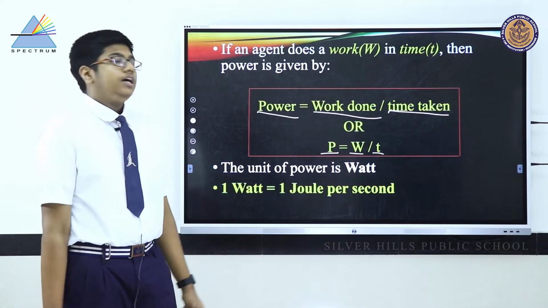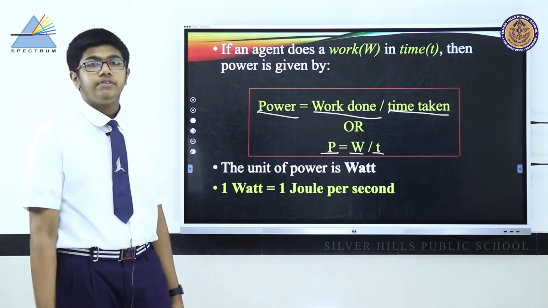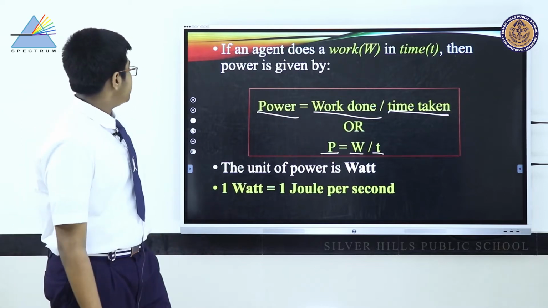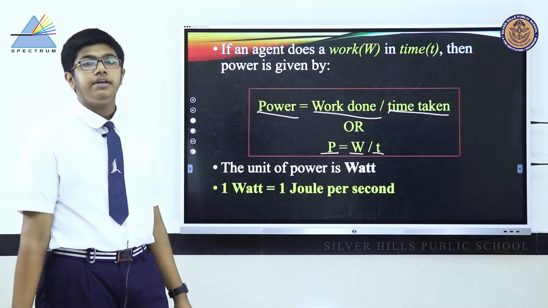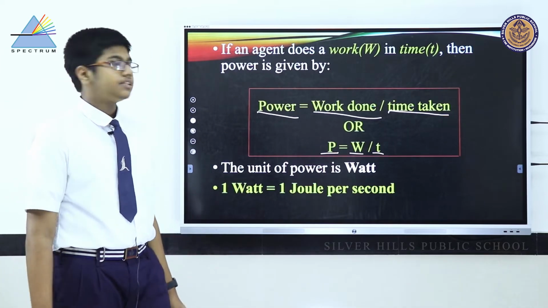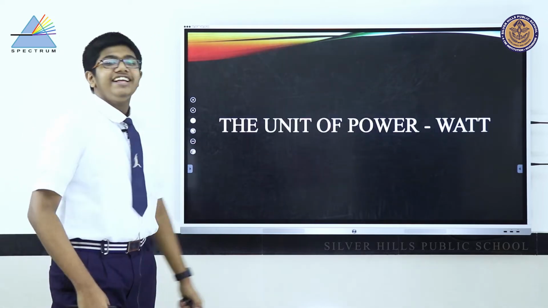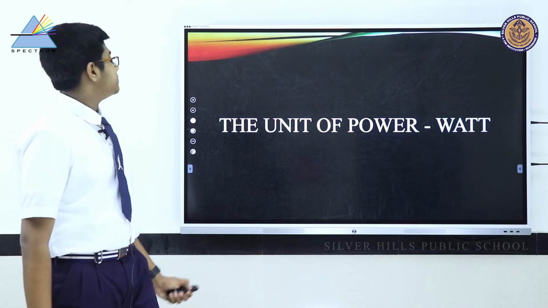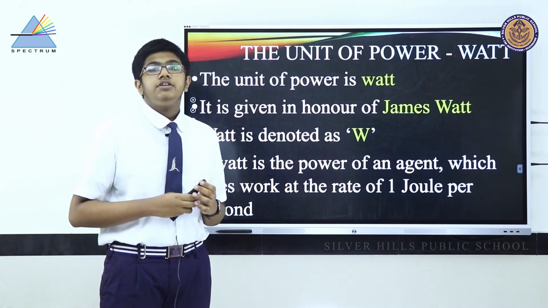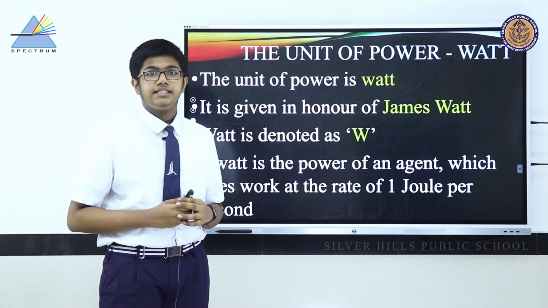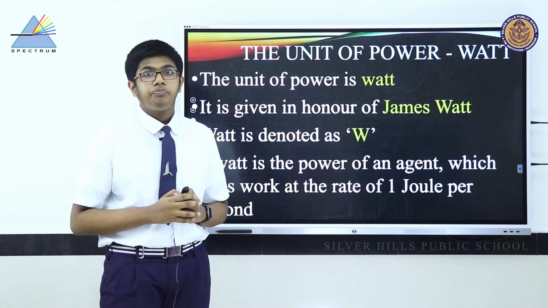The next point: the unit of power is watt, and 1 watt is equal to 1 joule per second. So we studied that power is equal to work done by time taken, and the unit for that is watt, where 1 watt is equal to 1 joule per second. And do you know from where the watt came? Watt is given in honor of the famous scientist James Watt, and watt is denoted as capital letter W.